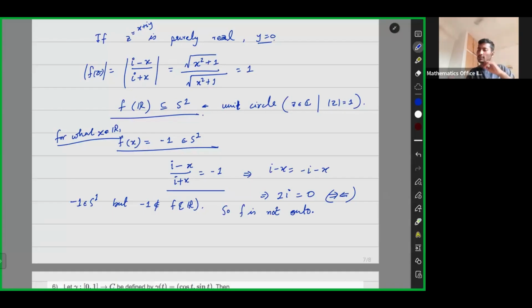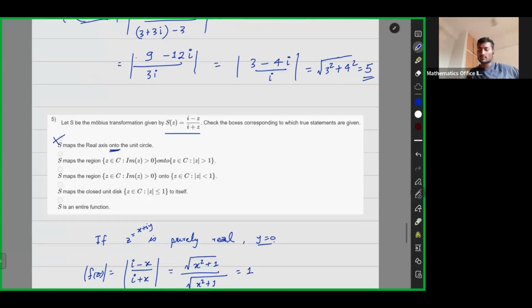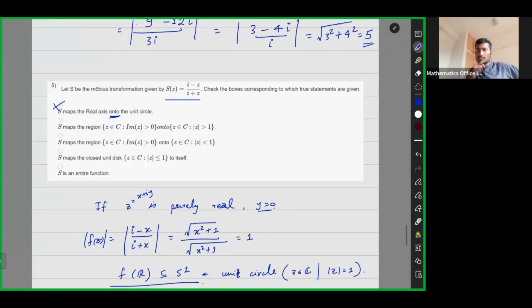Okay, so f is not onto, so the first option is incorrect. I'm assuming that you are also understanding it. Now the next part: S maps the region upper half plane, imaginary part positive, meaning the upper half plane of the complex plane, onto the outside of the unit disk. This is the complement of the closed unit disk.